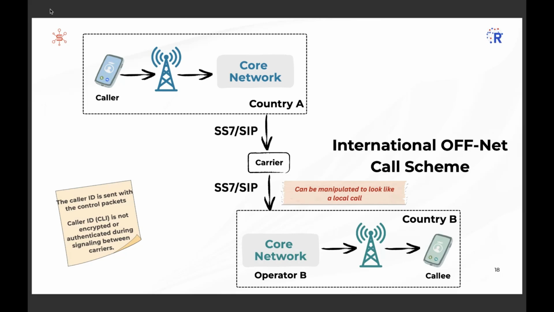So that means that any carrier in the middle, often a transit provider or a gray route provider, can step in and change the caller ID. So they can make an international call look like a local one, right in the signaling layer. So the result, the person receiving the call sees a familiar local number, even though it might be coming from the other side of the world. This not only tricks the user, but it also bypasses international billing. So the legitimate carriers lose revenue, and tracking down the real origin of the call becomes much more difficult.